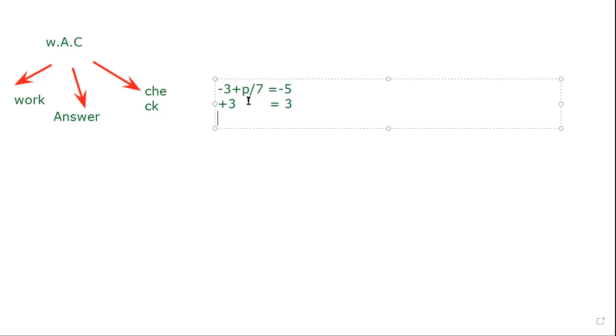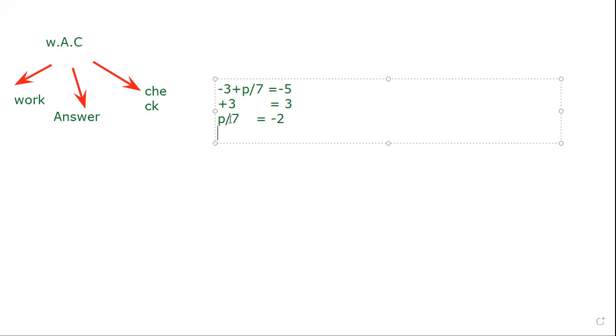Negative 2. You will add now negative 3 plus 3, right? Then negative 3 plus 3 will be equal 0. Now we have b over 7. And on the opposite side, we have negative 5 plus 3. It will be equal how many? Negative 2. Okay, then b over 7 equal negative 2.